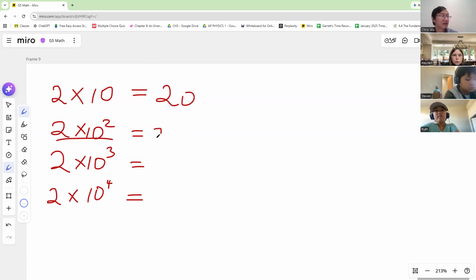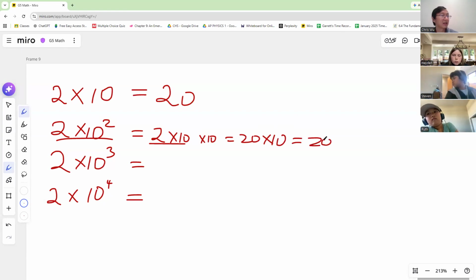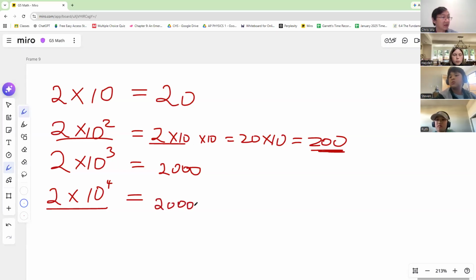Well, we can think of this as 2 times 10, the one we did, and then times another 10, right? So that's 20 times 10, so that's 200. So in other words, I'm just adding another 0. And 2 times 10 to the third, on top of that, adding another multiplication by 10, so that's 2,000. And if I have 2 times 10 to the fourth power, what do we get? We get 2 with 4 zeros, right? So what pattern do you see?